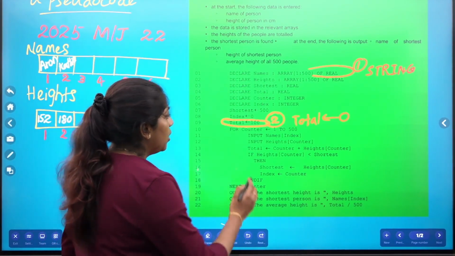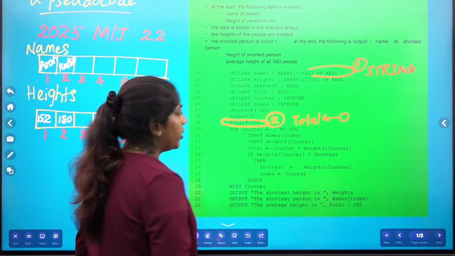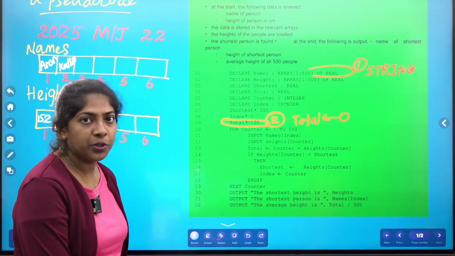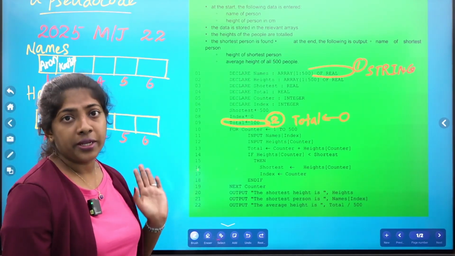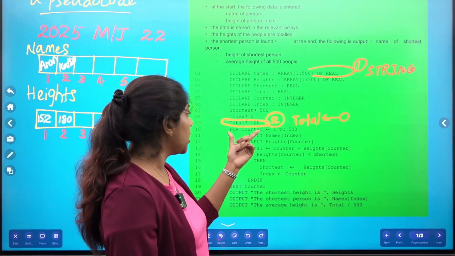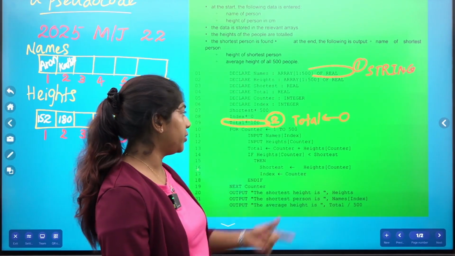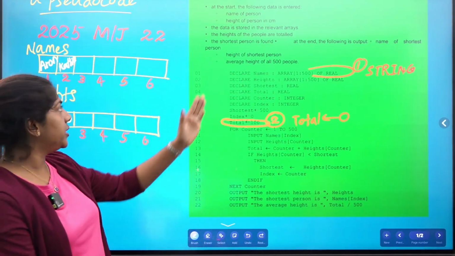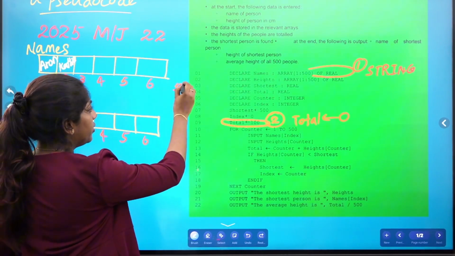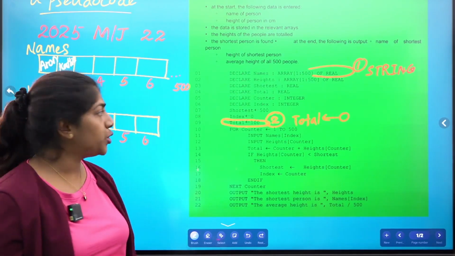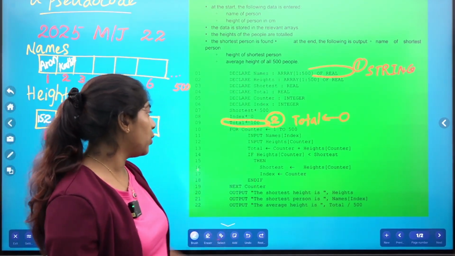Next one. For counter 1 to 500. What are we going to do? We are going to loop through the 1D arrays. For counter equal 1 to 500, it starts from 1 and goes up until 500. So no issue with that line of code.